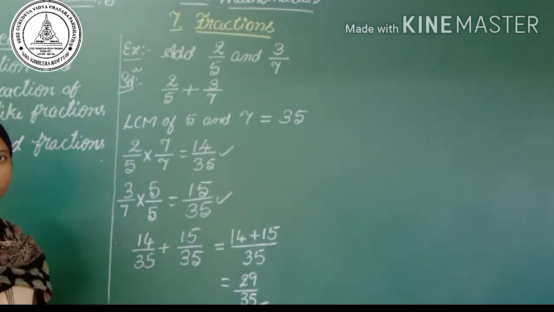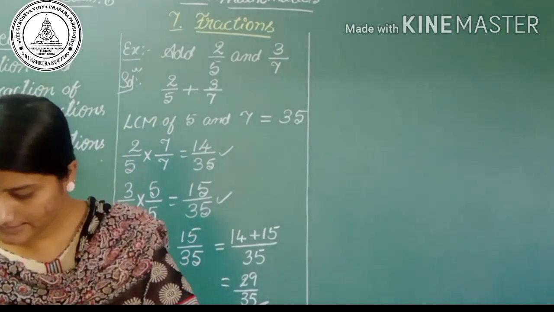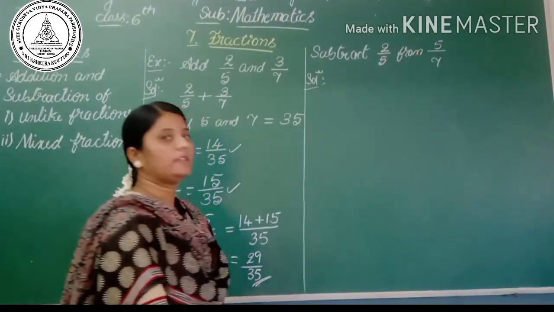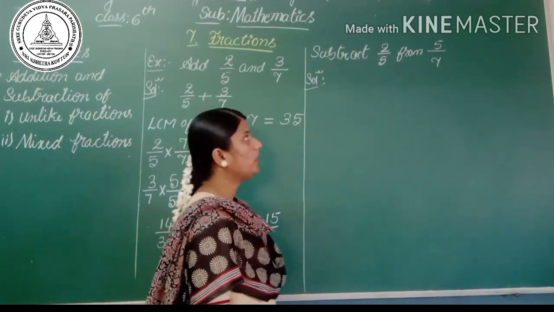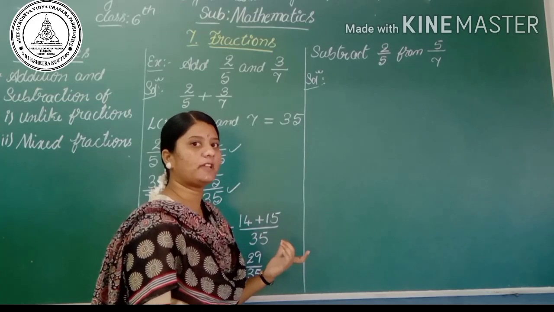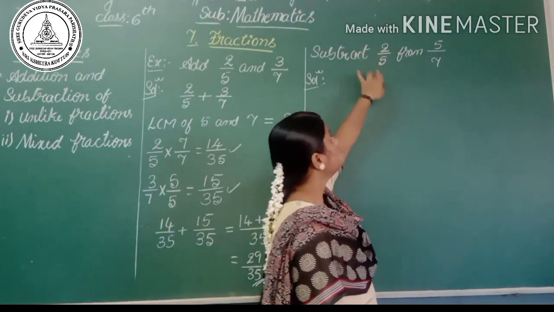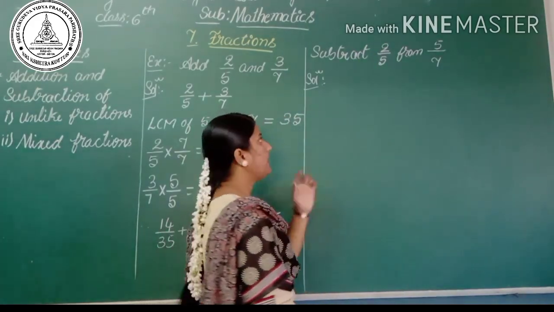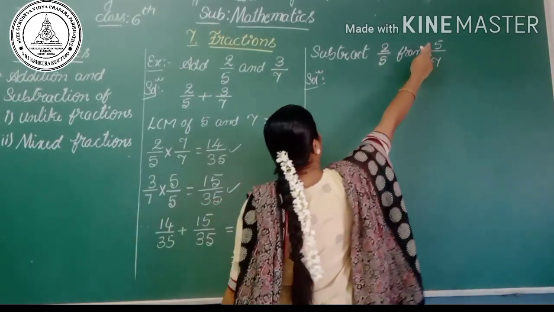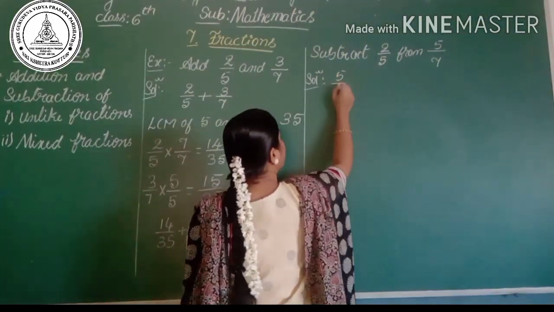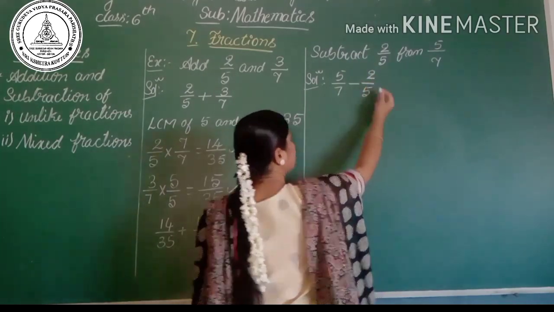Is it clear? Then let's see the subtraction of unlike fractions. The next example: subtract 2 by 5 from 5 by 7. These two fractions are unlike fractions. We have to subtract 5 by 7 minus 2 by 5. Let's write the given fractions using the subtraction symbol. First write 5 by 7 minus 2 by 5.